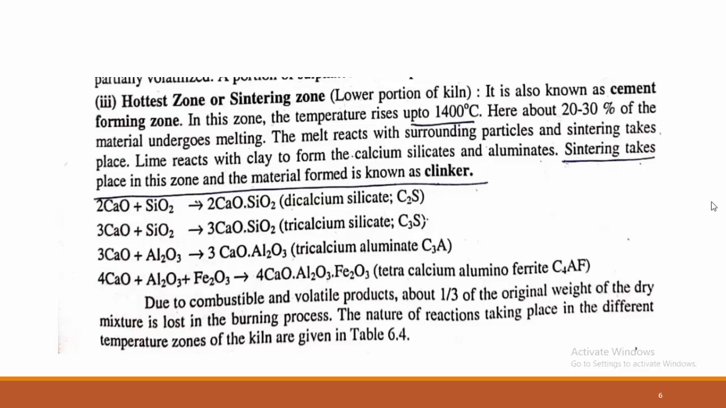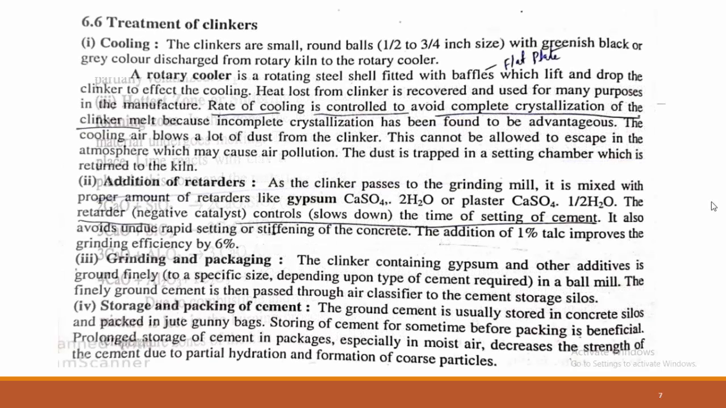Due to the combustible and volatile products, about one third of the original weight of the dry mixture is lost in the burning process, where complete sintering of the raw materials takes place. The formation of the clinker is very important, because these clinkers are then to be treated. This is the last step of cement formation, which is very important. That is the treatment of clinker.